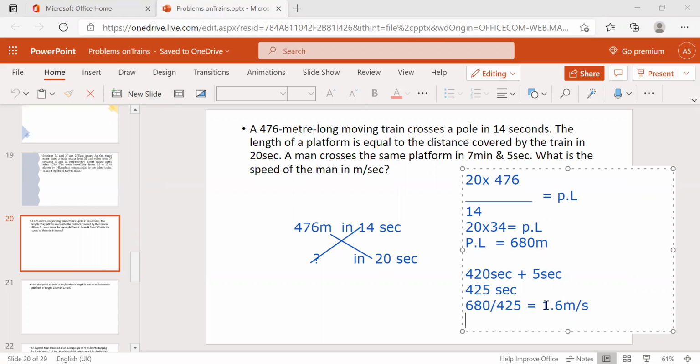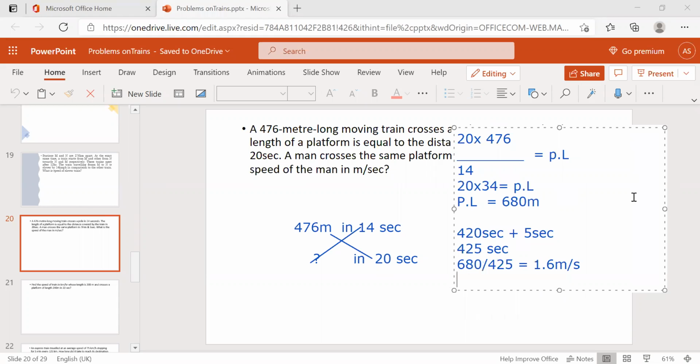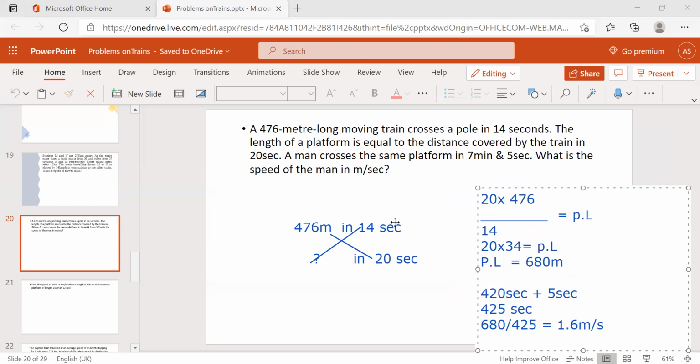Okay. This is just a revision class, right? So you just do the calculations. Clear? Now the man's speed is 1.6 meter per second. He crosses 680 meters in 425 seconds. And here we need not find the train speed. If it is not required, directly you can find the length of the platform, then by using the length of the platform, we can find out the man's speed. Okay. Now moving to the next question.